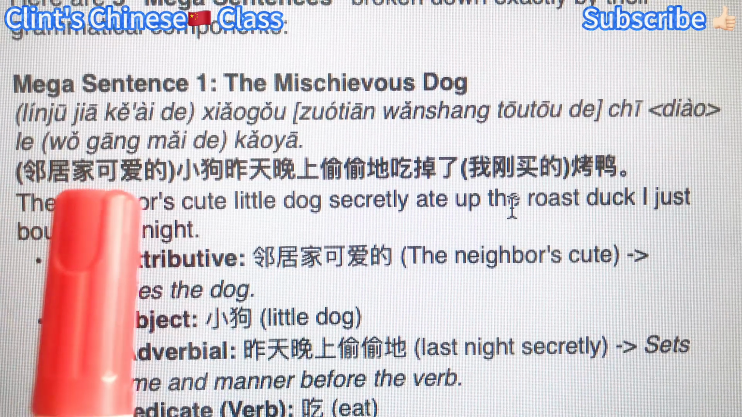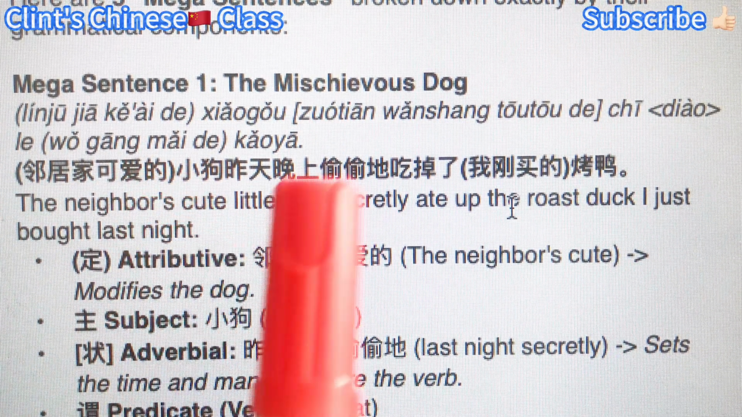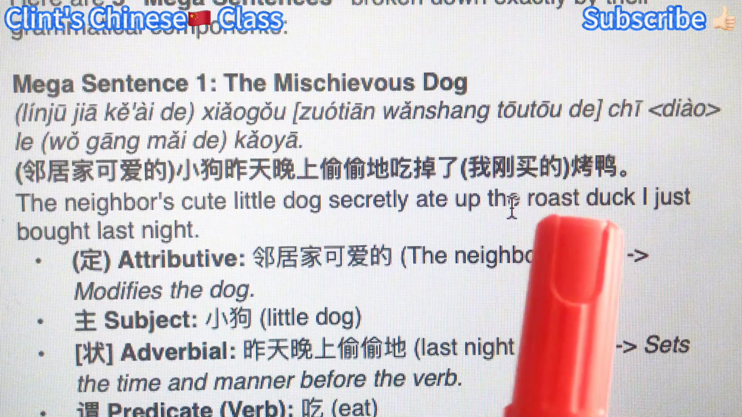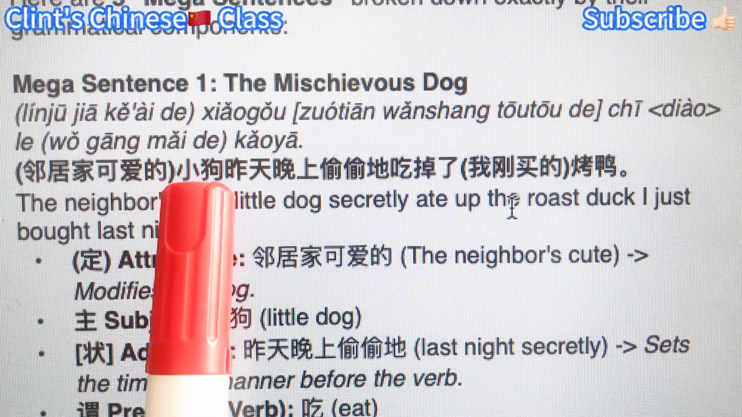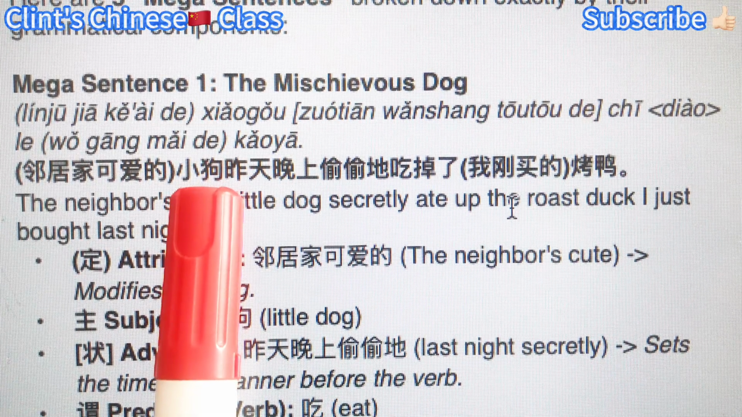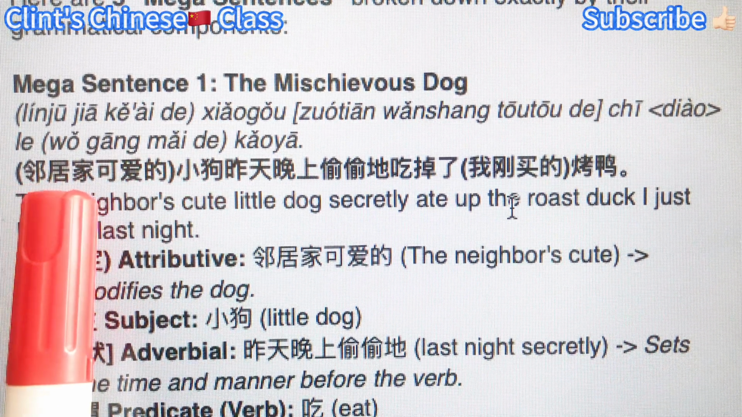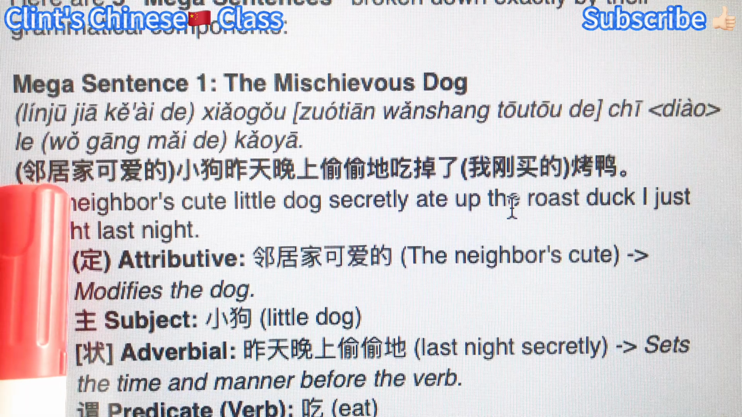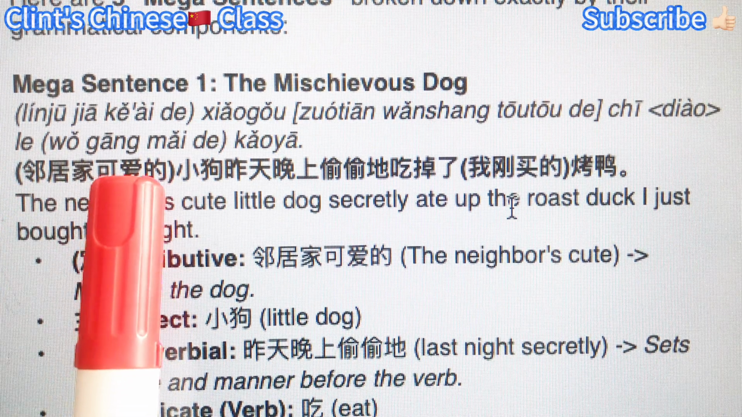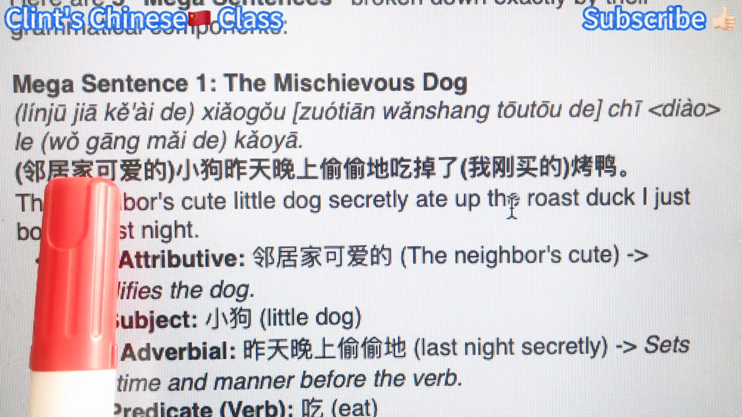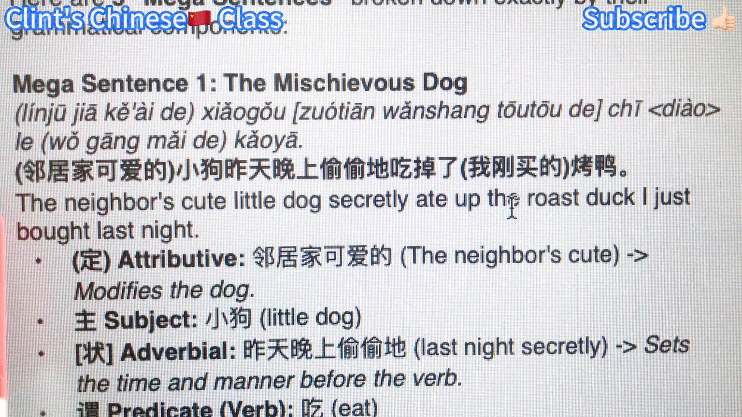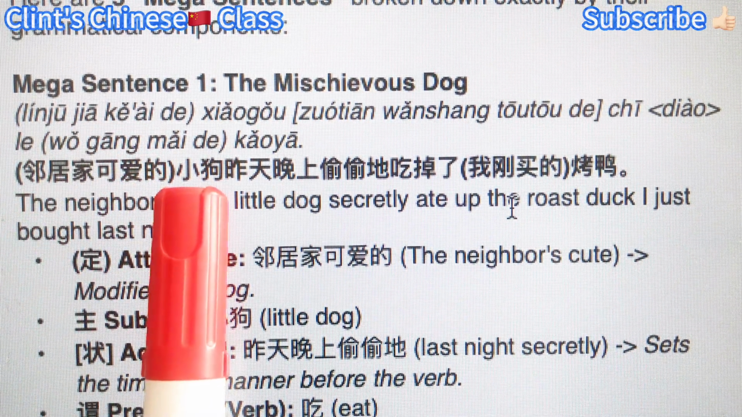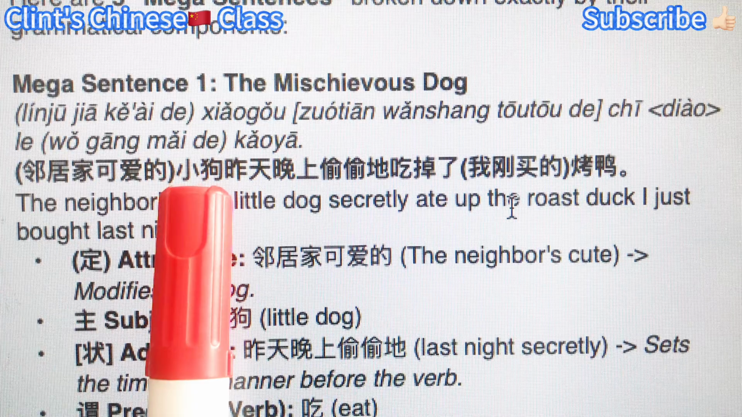So let's see. Remember, subject plus verb plus object, right? That's the basic structure. But for the subject, like this one, 小狗, little dog, is the subject, and we need to modify it with the attributive or adjective. So this attributive is a long adjective phrase. 邻居家可爱的. So it is a neighbor's cute. This long adjective phrase modify the little dog, which is the subject.